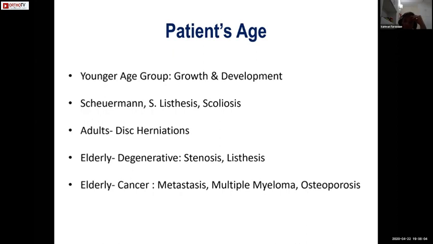And in the elderly, we will have problems like degenerative scoliosis or degenerative stenosis or degenerative listhesis. So these have their symptoms of their own. So we need to keep the patient's age in mind when we are eliciting the history. And especially in the elderly, you have to be very careful of metastasis, because that's one of the commonest tumors in the spine, especially in elderly patients.